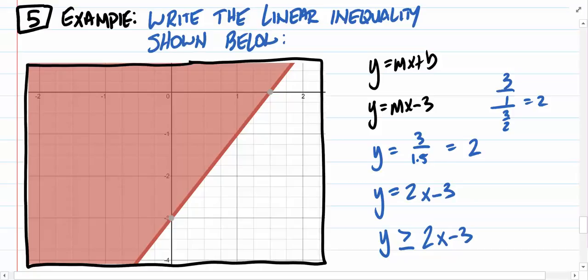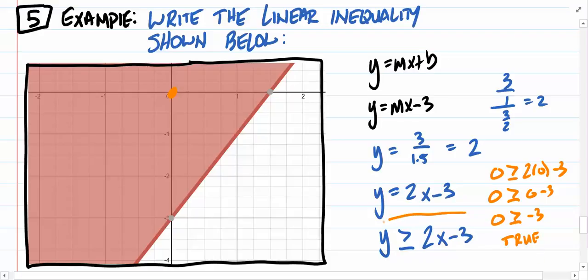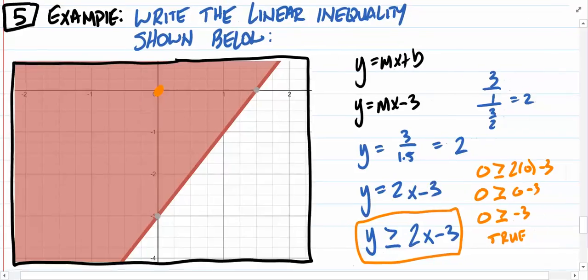So let's test this point to see if I got this correct. So I'm going to go ahead and use the point 0, 0. So is 0 greater than or equal to 2 times 0 minus 3? So is 0 greater than or equal to 0 minus 3? Is 0 greater than or equal to negative 3? And that is a true statement. 0 is bigger than negative 3. So therefore, this would be the correct answer.